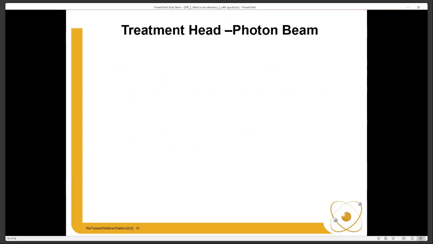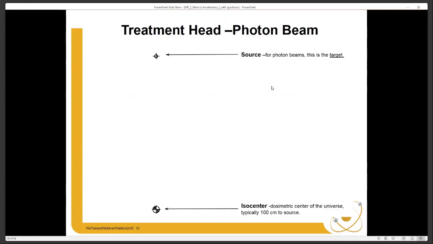So within the treatment head, we have the source. It's the point where our radiation beam is emanating from. For a photon beam, this is generally the target. And then, of course, down here, we have this thing we call isocenter, which is the only place we really know what's going on in the treatment room. And typically, it is 100 centimeters to the source. The line that connects these two points is frequently referred to as the beam central axis.